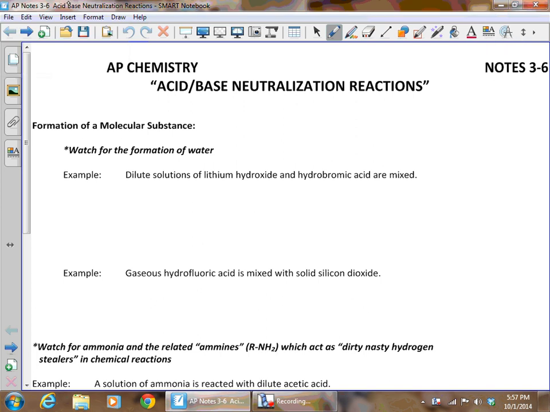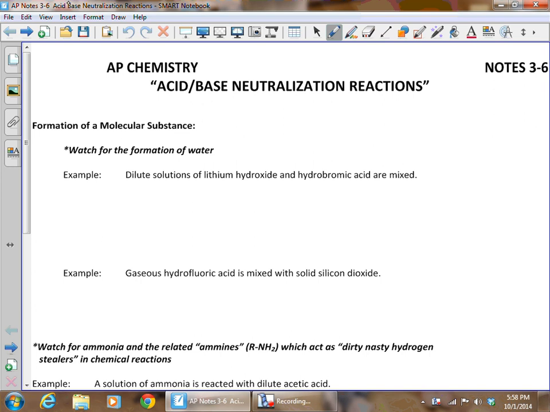Today we're going to talk about acid-base neutralization reactions. Acid-base neutralization reactions, as the name suggests, are reactions in which you end up forming a molecular substance in general, but you're mixing an acid and a base together. For instance, take the first example of lithium hydroxide and hydrobromic acid being mixed together.